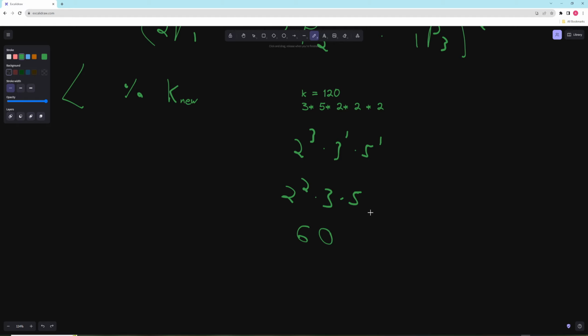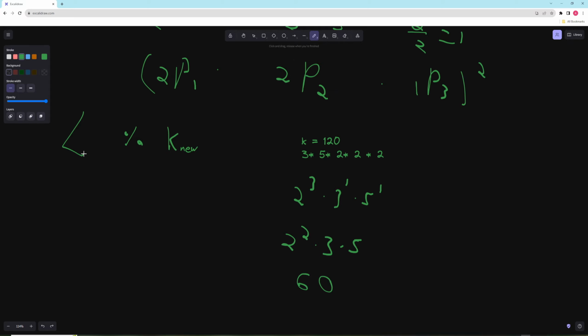So hopefully that makes sense. And let me just make sure I calculate this correctly. I think I did 15. Yeah. So k new has to be 60, right? And now that we have k new, now it's going to be pretty easy. So now we have another equation.